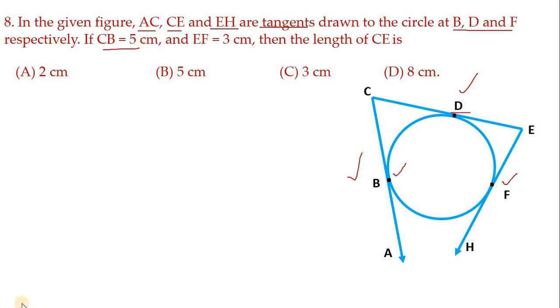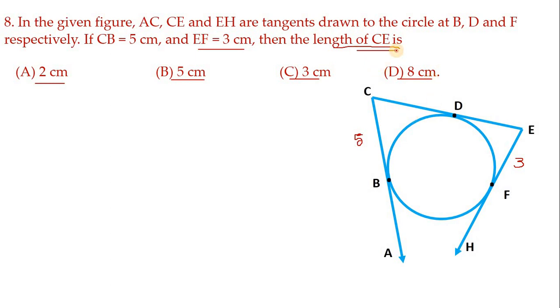CB is 5 centimeter. So where is CB? First identify that too. So CB is here. So this is 5 centimeter. Now EF is 3 centimeter. So EF is here. This is 3 centimeter. Now we have to find the length of CE. So given options are 2, 5, 3 and 8. So how to understand this? See here we wanted to find CE, means this full length we wanted to find.